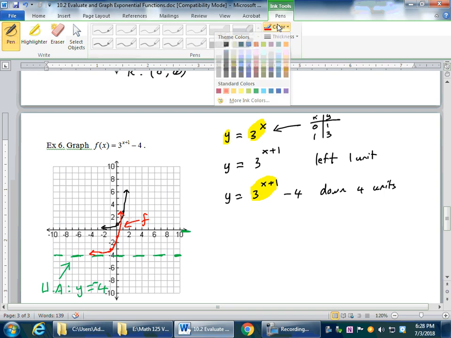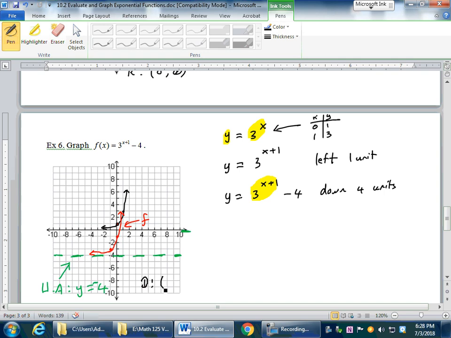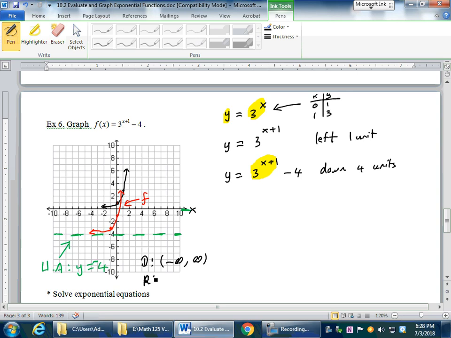So now the question is, what is my domain? Again, the graph is going to be extending to the left and right, and it will cover the entire x-axis, so my domain will be negative infinity to positive infinity. What about my range? The graph is going to continue going up, so it will cover up to positive infinity on my y part. However, the graph never goes below negative 4, so it will be negative 4 to positive infinity, but negative 4 is not inclusive. And that is the graphing and also evaluating of the exponential functions.